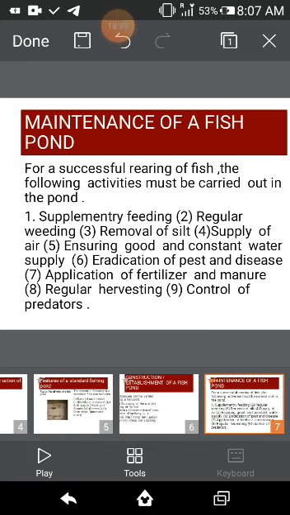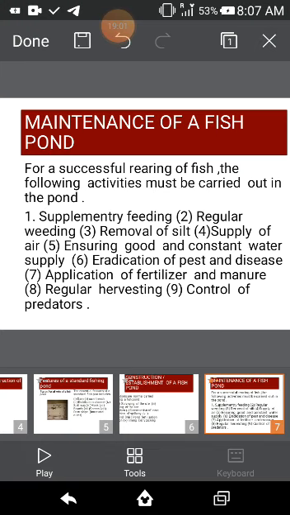Water supply. Water supply must be adequate, and the water should be slightly acidic and slightly alkaline, with a pH level of 5 to 9, and surface temperature should be between 21 degrees and 32 degrees centigrade.